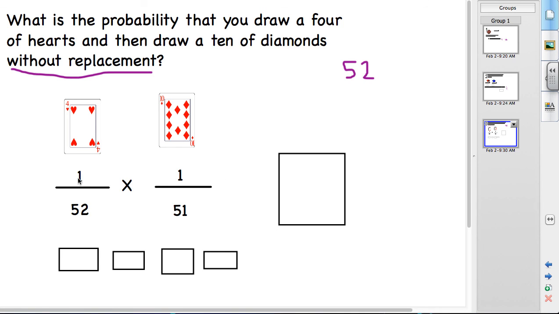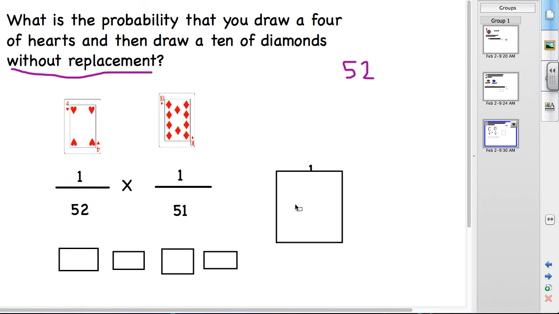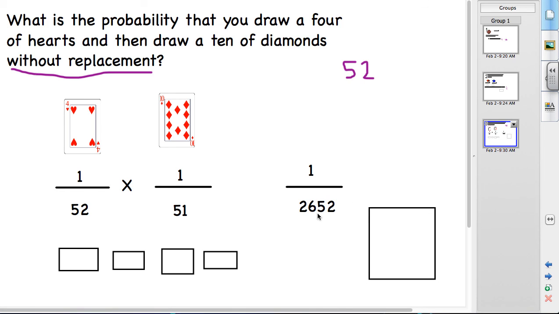And now we have to multiply. 1 times 1 is 1. 52 times 51 takes nice calculations, but I've already done it for you. 2,652.